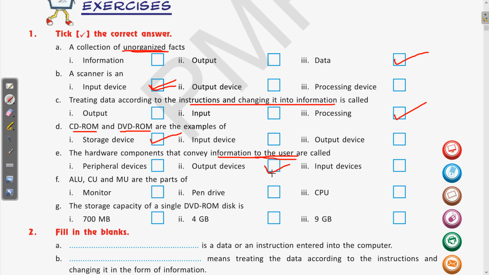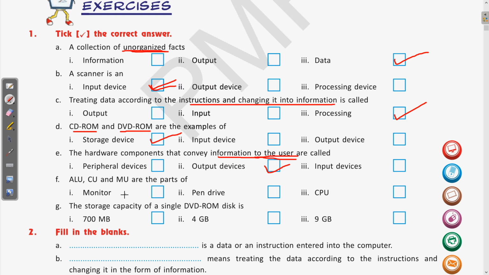But output devices are those which give you the information, the processed data which is received by you as a result. Examples of output devices are monitor, printer, then speaker. So all these are used for getting the output from the computer.